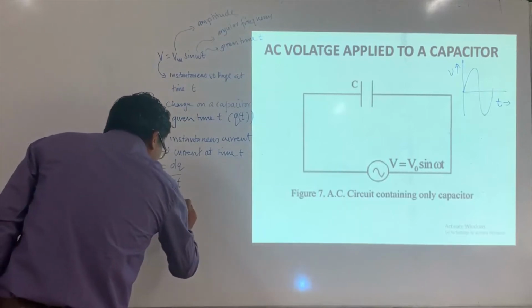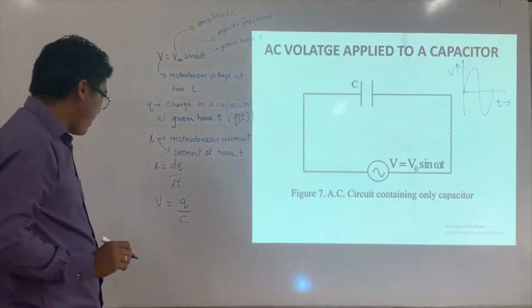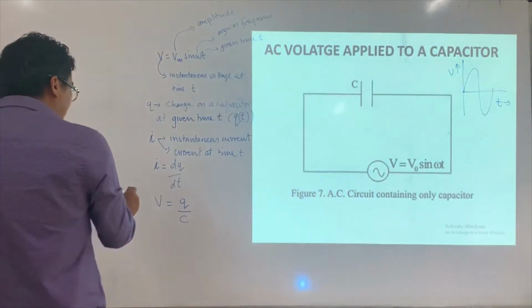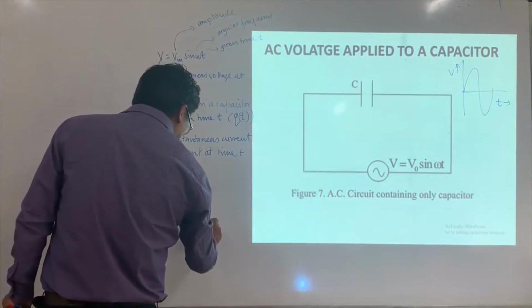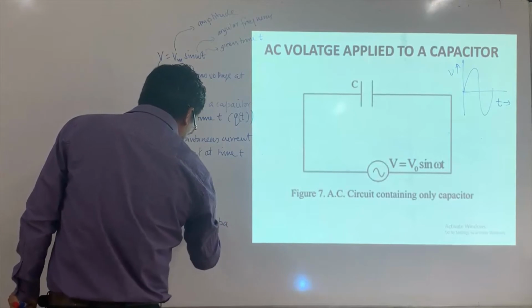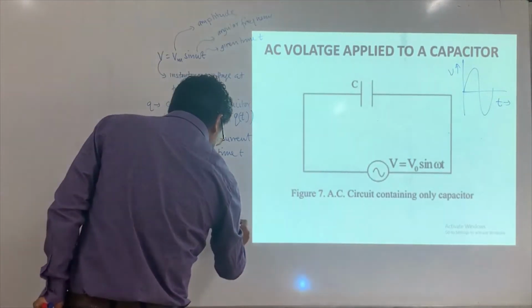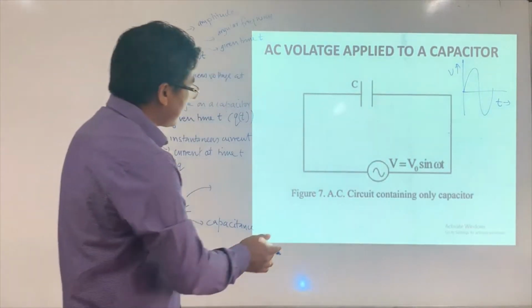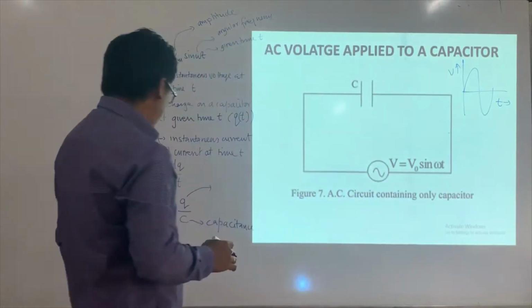Instantaneous voltage can be given by q by c. Instantaneous voltage is given by q by c, right? So this is the instantaneous voltage, this is instantaneous current, this is capacitance. Instantaneous charge, instantaneous voltage, capacitance. Alright, so this is the source we supply, this is the capacitor. Alright, this is what we have.